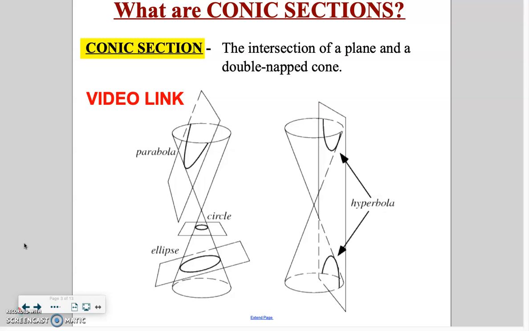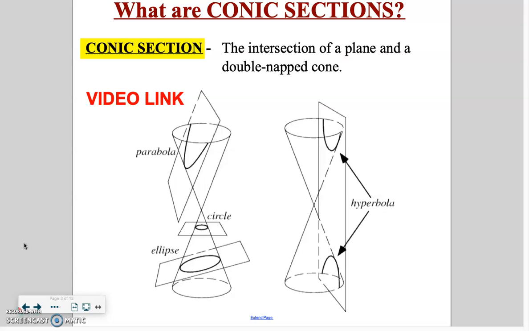So a conic section, we say it's the intersection of a plane and a double-napped cone. So what a double-napped cone means, what that is. We have to think of it like, okay, first off, we all remember what a cone is from geometry, okay? Clear back in the days, okay?